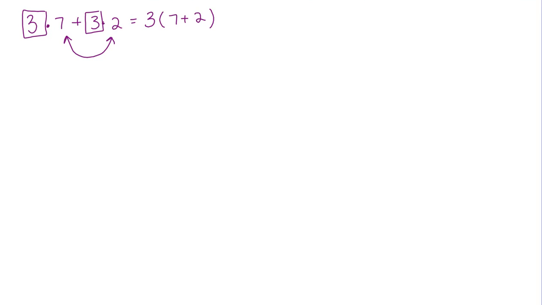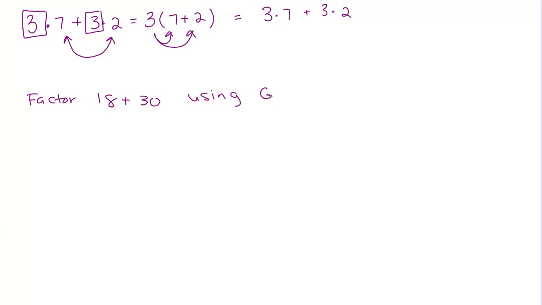So if you remember from distributive property, it's kind of going backwards. If we were to distribute this out, we would get 3 times 7 plus 3 times 2. So let's look at factoring two numbers using the greatest common factor. That'll help make a little bit more sense. So we want to factor 18 plus 30, and we're going to use the greatest common factor.